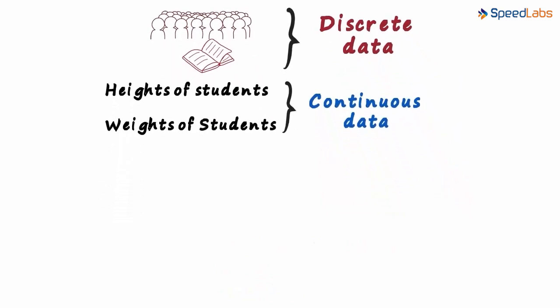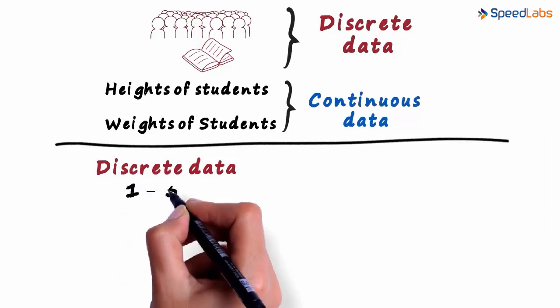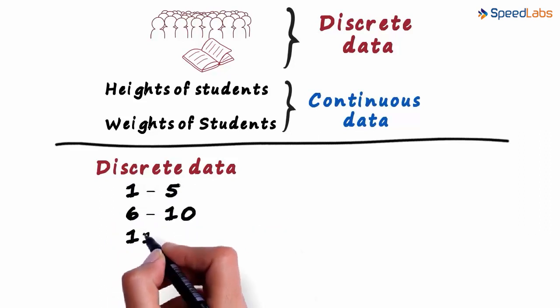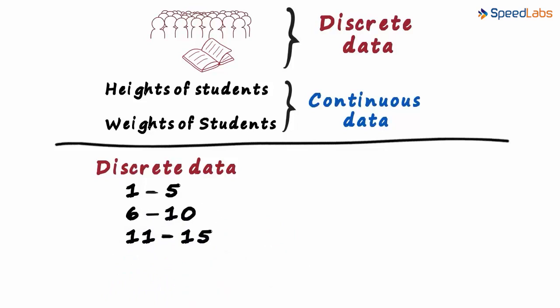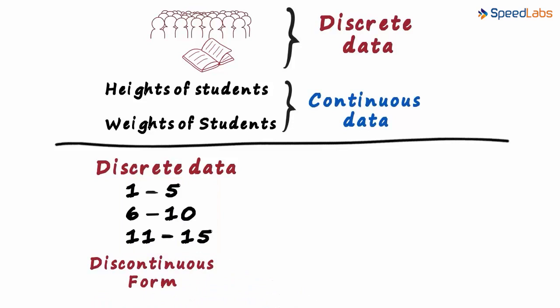Let's zoom out and first understand how discrete data can be represented using grouping. For discrete data, our class intervals can be something like 1 to 5, 6 to 10, 11 to 15, and so on. This is called discontinuous form of grouping. You can see that the upper limit of a class is not the same as the lower limit of the next class. And what do we use for continuous data?